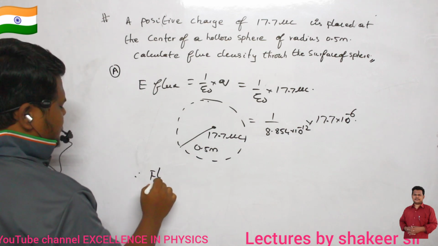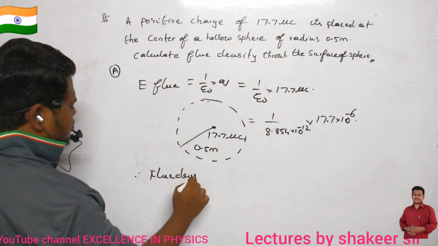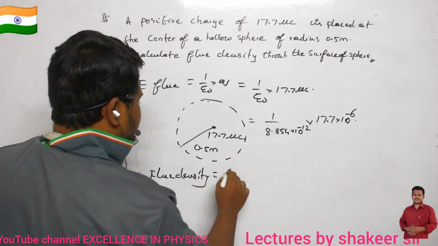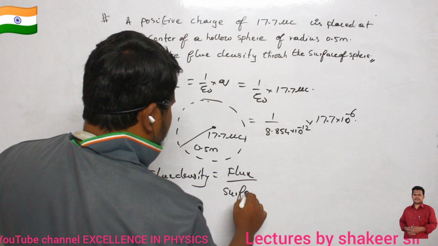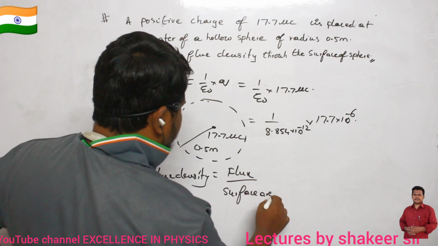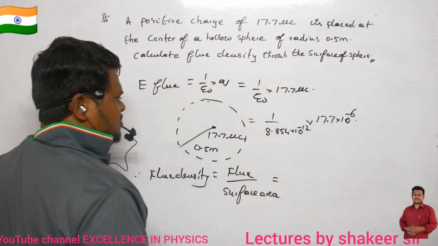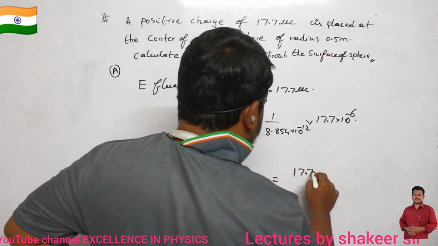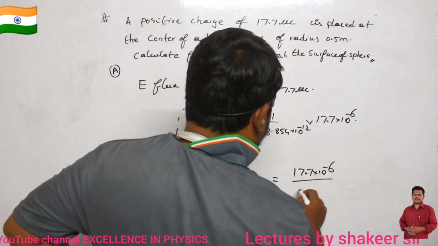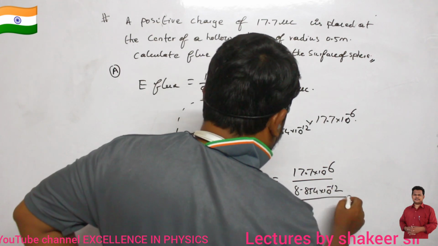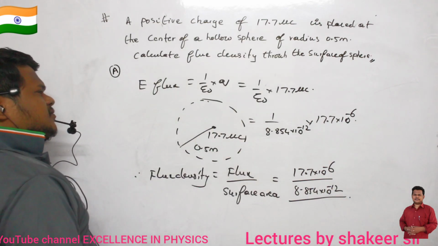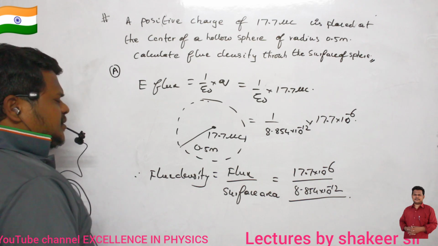So therefore flux density is nothing but flux per surface area. Flux per surface area. Clear, ma? So the flux we have already calculated: 17.7 into 10 power minus 6 divided by 8.854 into 10 power minus 12, divided by the surface area. What is the formula for the surface area of a sphere?